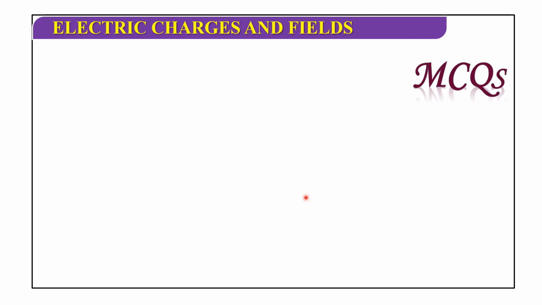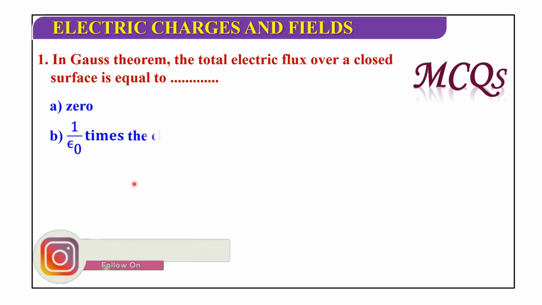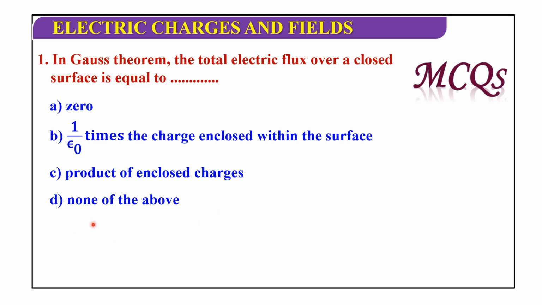Now let us discuss MCQs. In Gauss theorem, the total electric flux over a closed surface is equal to: 0, 1 by epsilon naught times the charge enclosed within the surface, product of enclosed charges, none of the above. See, in Gauss theorem, the total electric flux over a closed surface is equal to 1 by epsilon naught times the charge enclosed within the surface. So, the second option is correct.